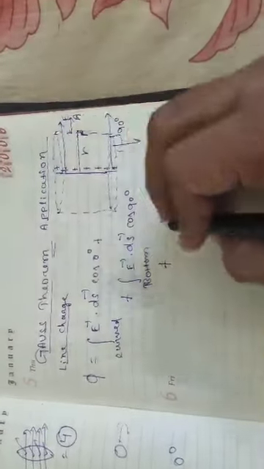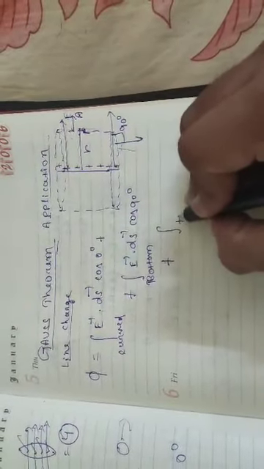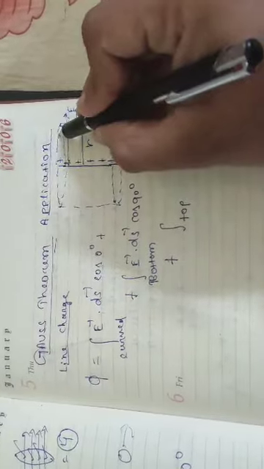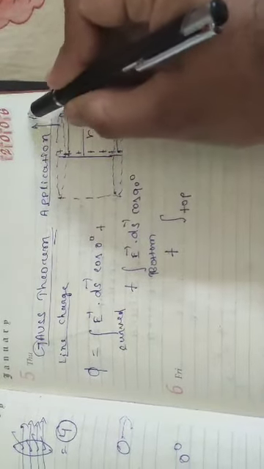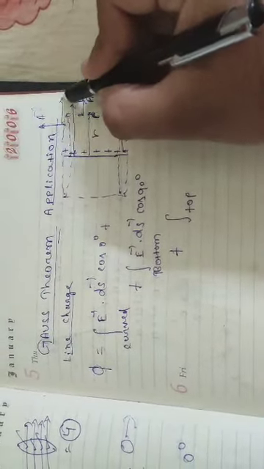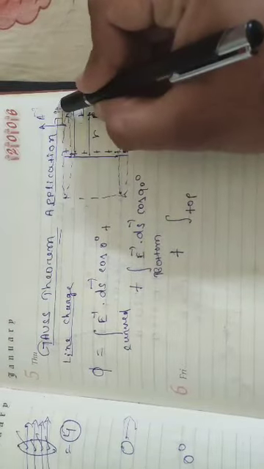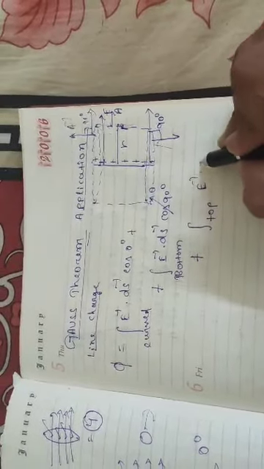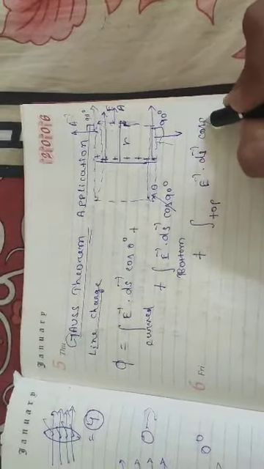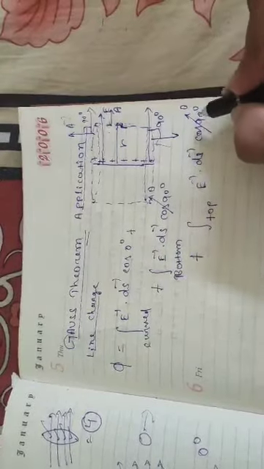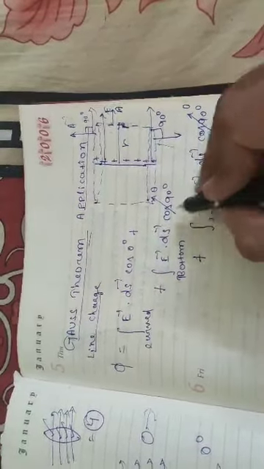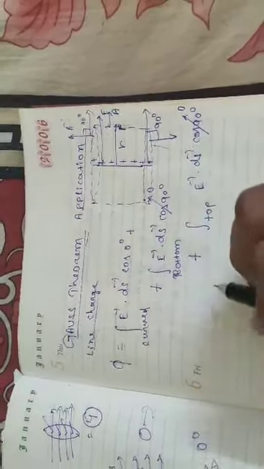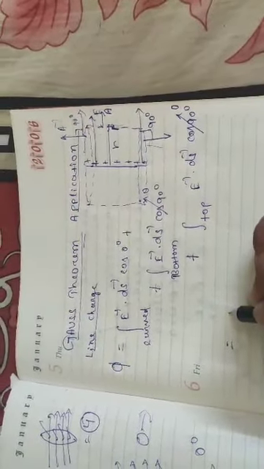Another one is for the top surface. The top surface is also the same. The top surface area vector is like this, and the electric field is like this, so they will make 90 degrees. So cos 90 degree is again 0. So there is no flux in the top and bottom surface. So where will you get the flux? Only at the curved surface.